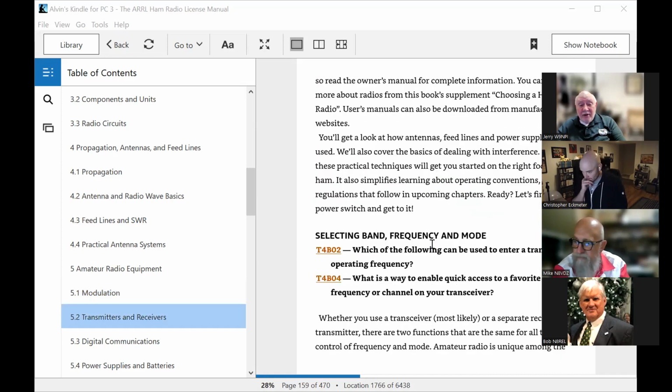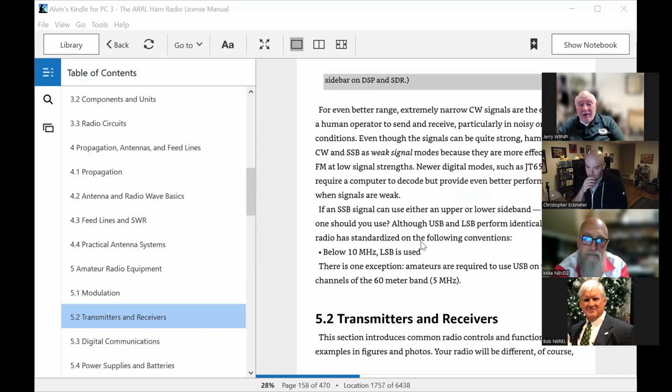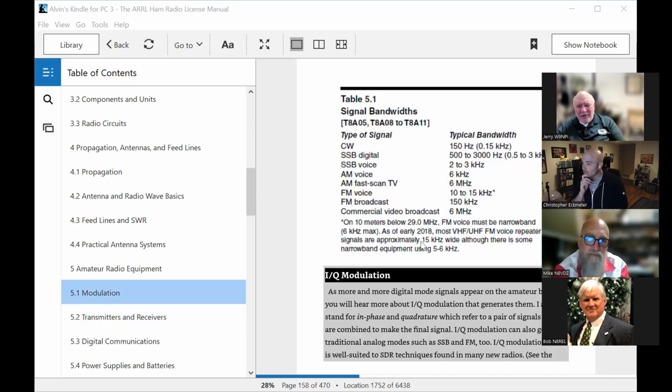Let's see, do we have, no, we don't have a chart. Well, we have a chart, but we don't have anything written. All right, here's the deal. The narrowest stuff would be the digital, or like CW, PSK, things like that. Single sideband voice, 2 to 3 kilohertz. AM voice, 6 kilohertz.